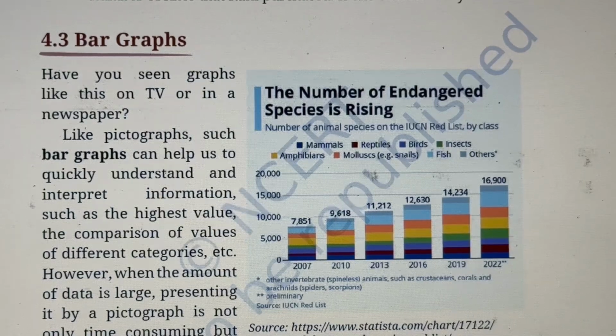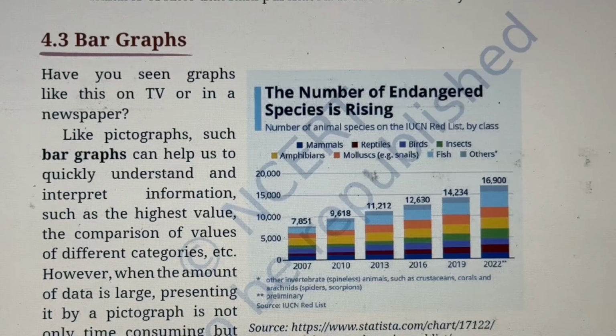In this video, we are going to continue with chapter number 4, Data Handling and Presentation of Grade 6 Mathematics of the new NCERT textbook Ganit Prakash. So previously, in the previous video, we learnt about the tally marks and the pictograph. In this video, we are going to learn about bar graphs.